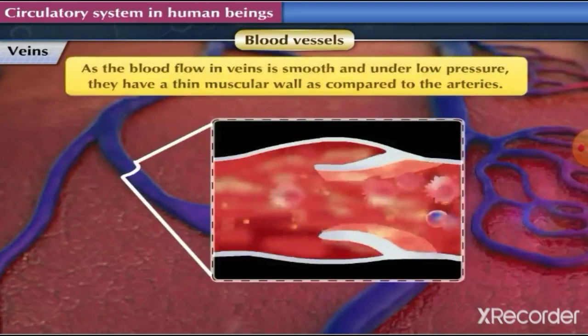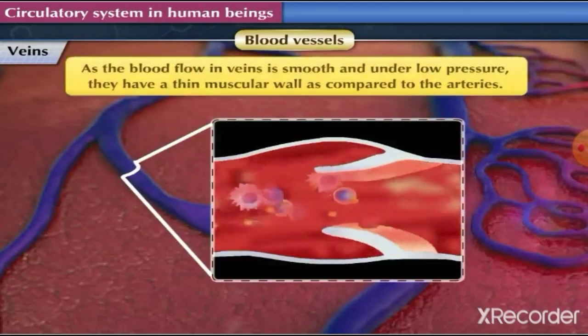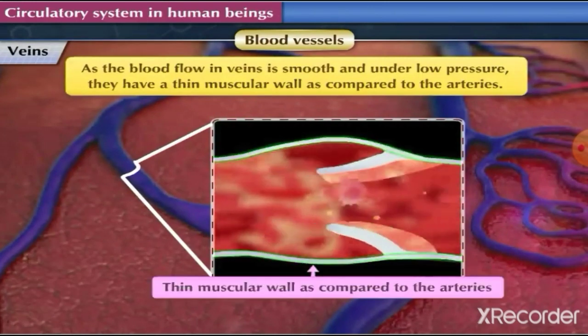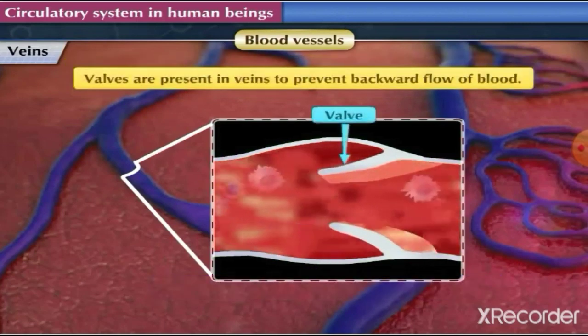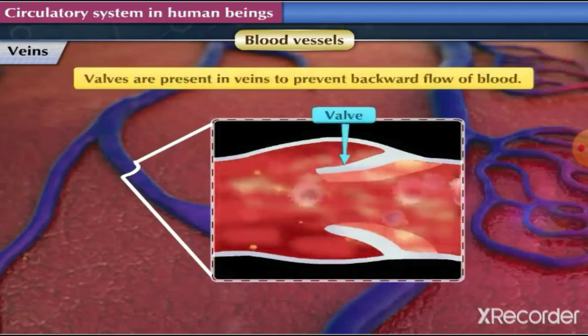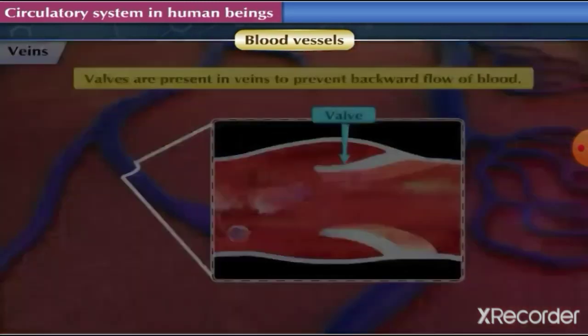As the blood flow in veins is smooth and under low pressure, they have a thin muscular wall as compared to the arteries. Valves are present in veins to prevent backward flow of blood.